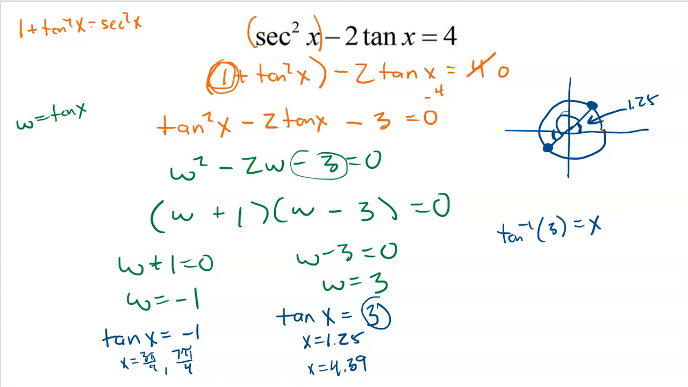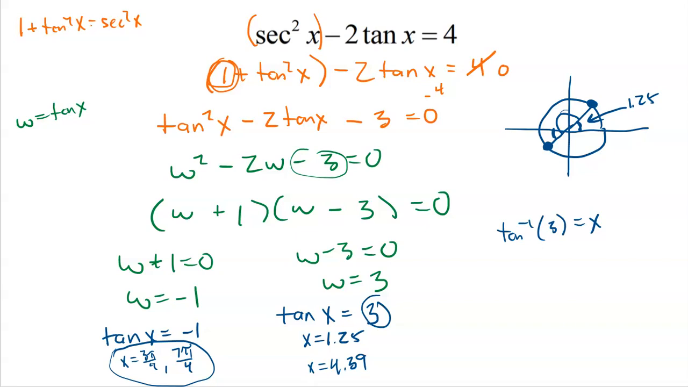And you know what? It's worth it to check these ones too, right? I mean, just make sure you're in radian mode. Tangent of 3 pi over 4, make sure it says -1. Tangent of 7 pi over 4, make sure it's -1. I mean, you're a fool if you don't check your work. You can always check your work in any equation solving problem.